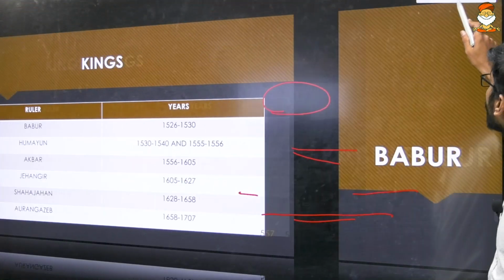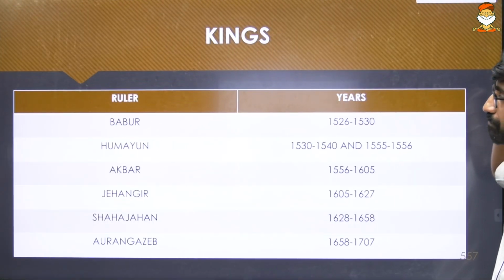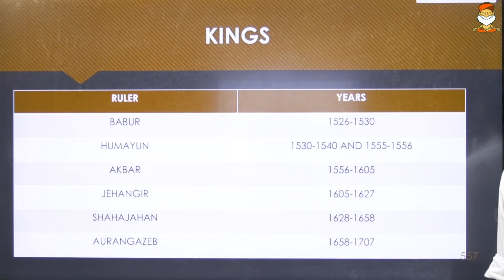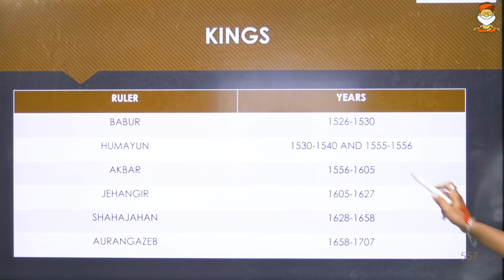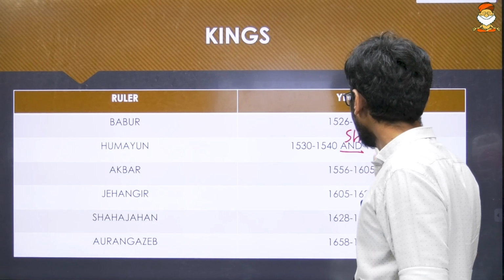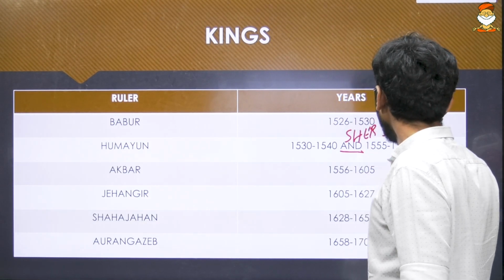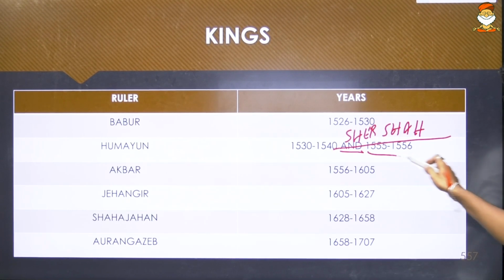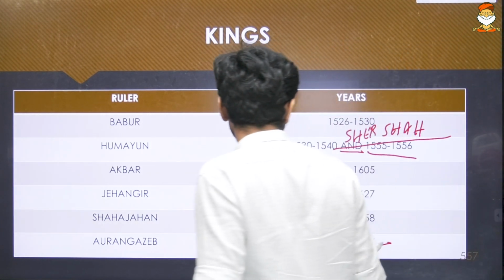Now the kings, we can talk about 6 kings. These are the mighty Mughals: Babur, Humayun, Akbar, Jahangir, Shah Jahan, and Aurangzeb. You can just go through these kings once: Babur 1526-30, Humayun 1530-40, because in between he got defeated by Sher Shah. Sher Shah defeated Humayun, so the Sur Empire ruled from 1505 to 1555. Then the restoration of the Mughals happened. Then Akbar 1556 to 1605, Jahangir 1605 to 1627, Shah Jahan 1628 to 1658, and Aurangzeb 1658 to 1707.